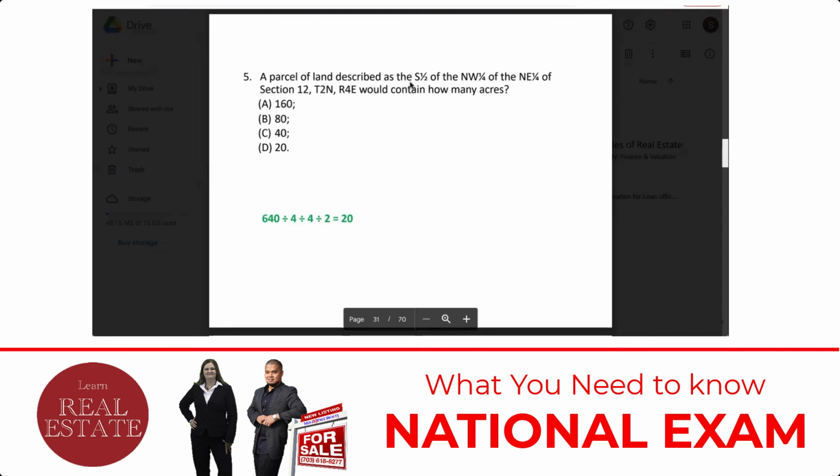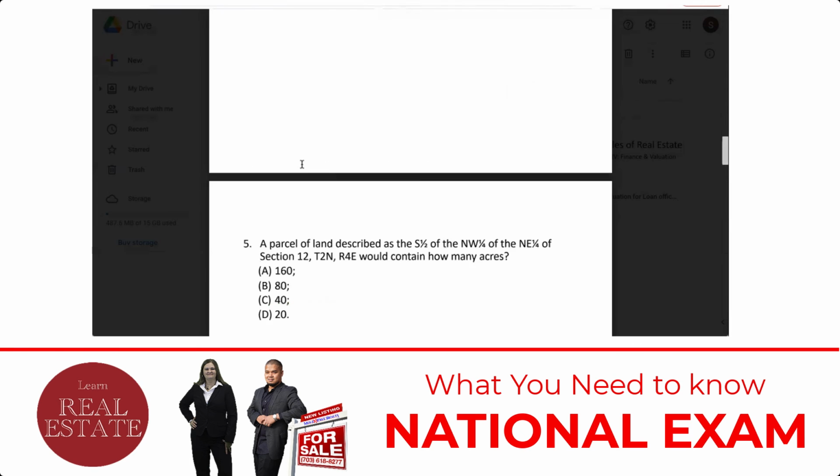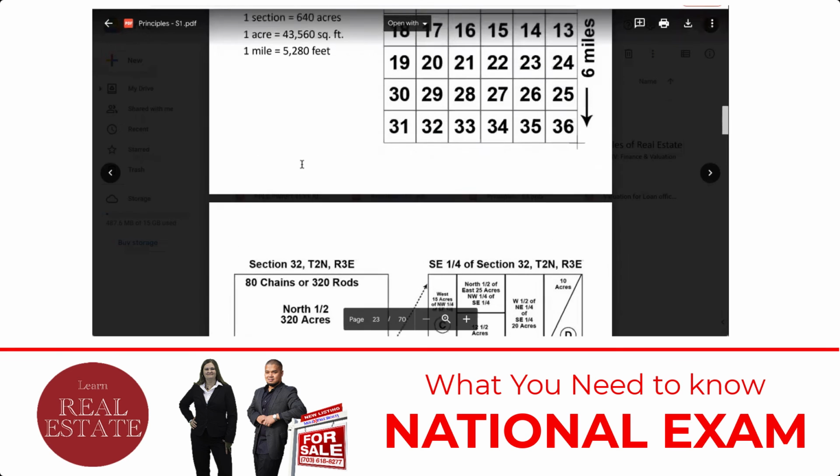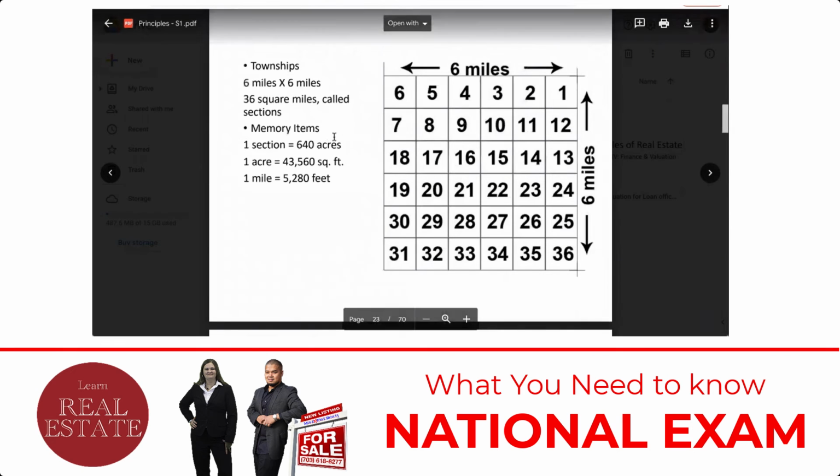All right, a parcel of land described as the south 1/2 of the northwest 1/4 of the northeast 1/4 of section 12, township 2N R4E. Okay, how many acres would it contain? So what I want you guys to do is I want you to remember 640. What was the 640? Who remembers? That's 640 acres. 640 acres per one section.